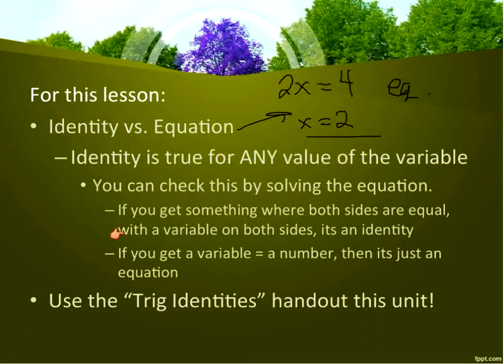If you get a variable on both sides, it's considered an identity. But if you get a variable equals a number, like here x equals 2, then it's just an equation. So again, if we have variables on both sides, it's an identity. If we have a variable equaling a number, like we did up here in our example, then it's just an equation. So we're definitely going to be using this Trig Identities handout this unit.